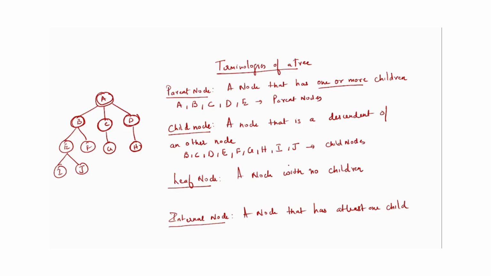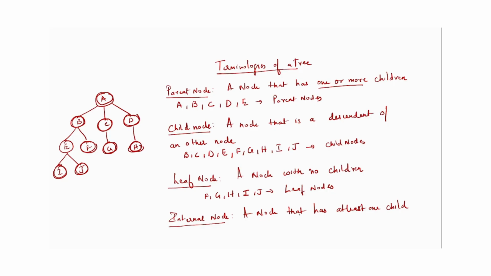Now what is a leaf node? A node with no children. As we can see clearly here, G does not have any child node. H does not have any child node. F does not have any child nodes. I does not have any child node, and J does not have any child node. So in this example, F, G, H, I, and J are all leaf nodes. If a node does not have any child node, it is nothing but a leaf node.